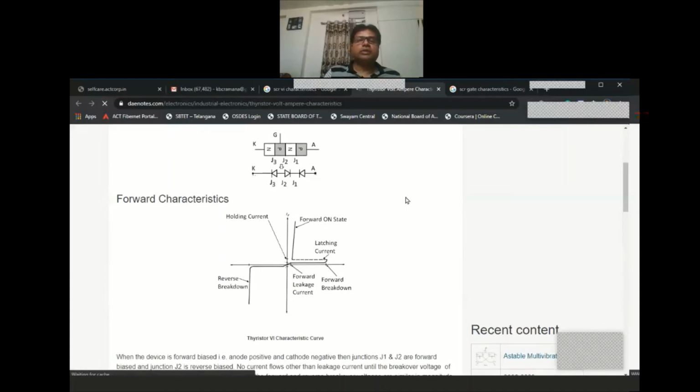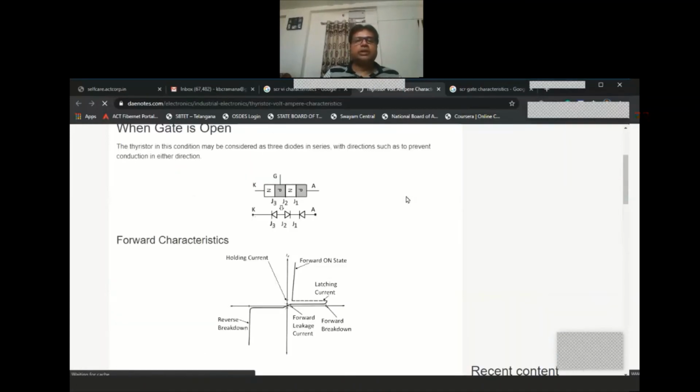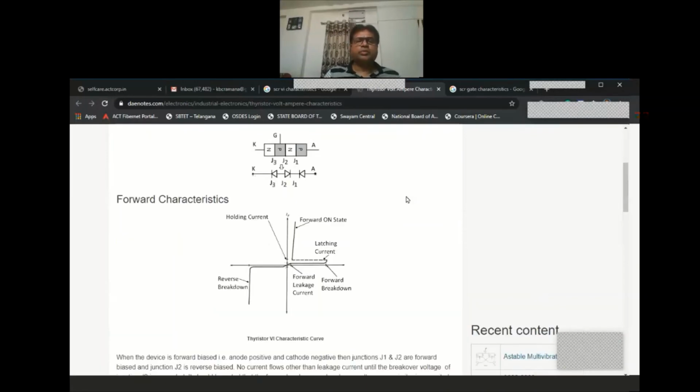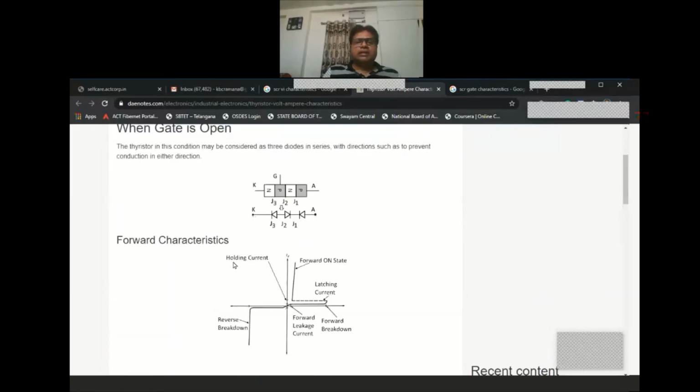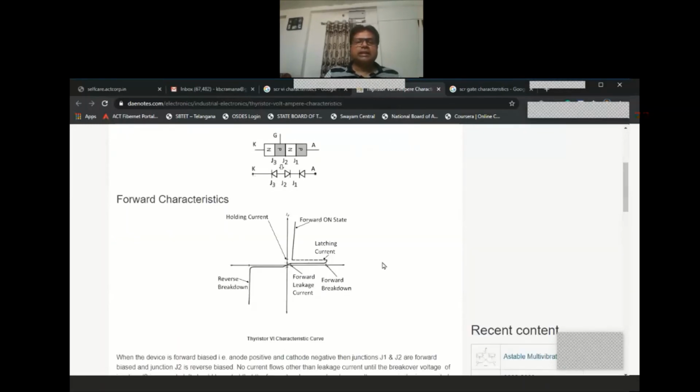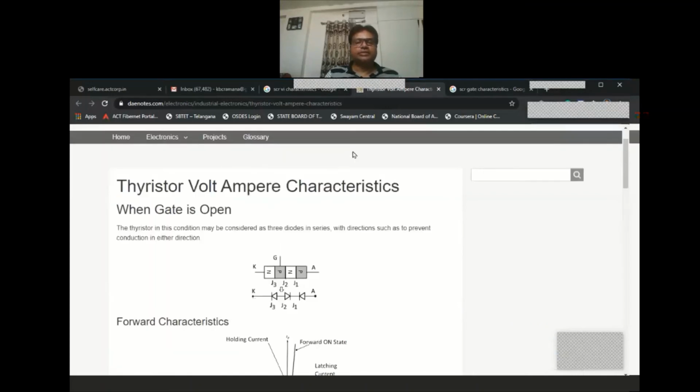So when you refer to various contents available on the internet and in the textbooks, this is the VI characteristics without any gate current, which we have discussed for forward breakover voltage and latching current, forward on state, and forward leakage current, where the SCR is just turned on as if it were a two terminal device.